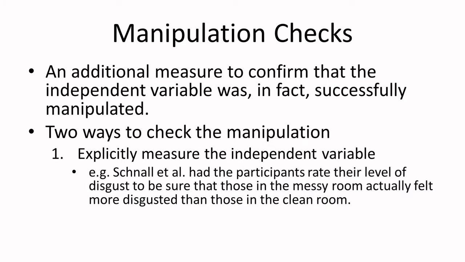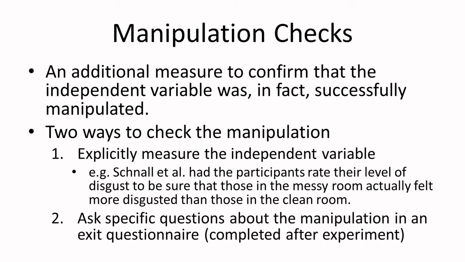Like in the example I mentioned before where people were disgusted, they actually had the participants rate their level of disgust, because they wanted to make sure that if they put participants in a messy room, they actually did feel more disgusted than people who were in a cleaner room. But another way you can check your manipulation to see if it actually worked is to have an exit questionnaire where you talk to your participants after the study is concluded, just to make sure that they noticed that something was going on.